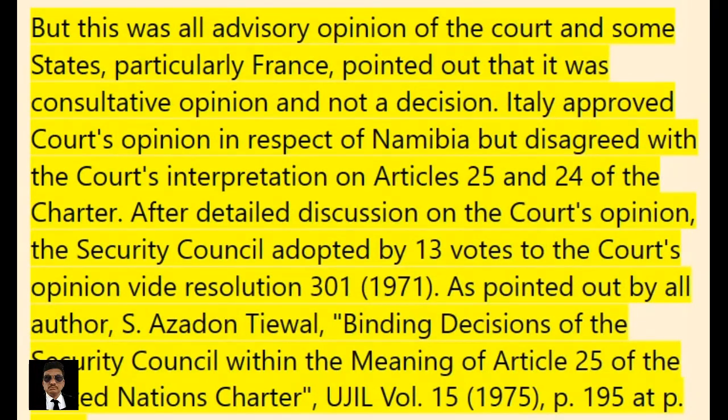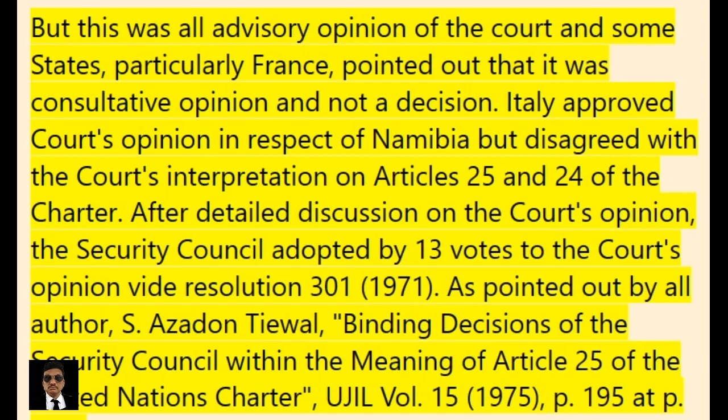But this was all advisory opinion of the court, and some states, particularly France, pointed out that it was consultative opinion and not a decision. Italy approved the court's opinion in respect of Namibia but disagreed with the court's interpretation on Articles 25 and 24 of the Charter. After detailed discussion on the court's opinion, the Security Council adopted by 13 votes the court's opinion, Resolution 301, 1971.